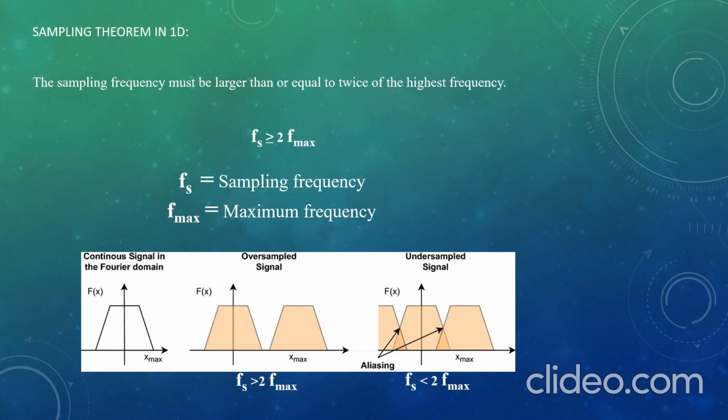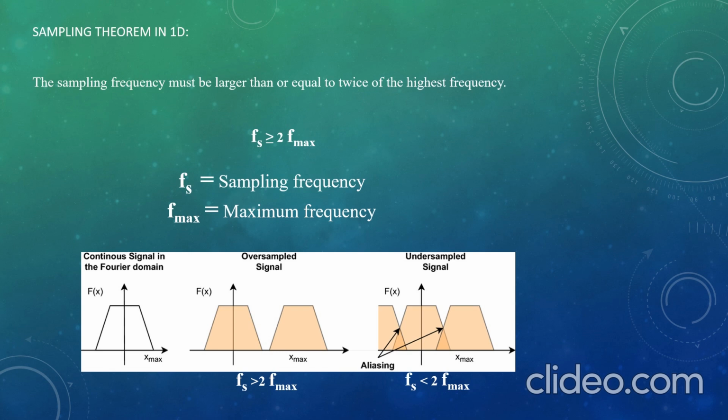Sampling theorem in one dimension. The sampling frequency must be larger than or equal to twice its highest frequency. By following this condition, we will be getting an oversampled signal, violating which we will be seeing the condition of an undersampled signal, which is the case of aliasing, in which distortion of the signal takes place and loss of information happens.